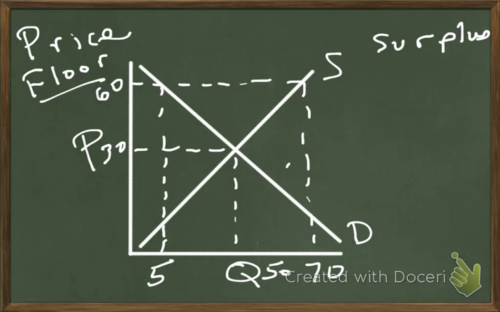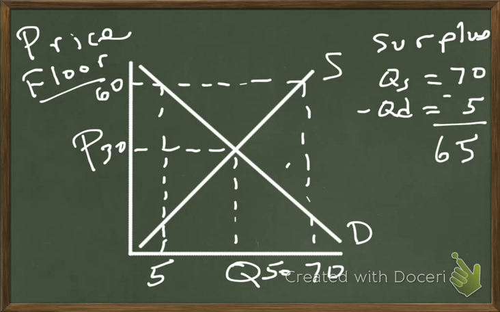Well, in this particular case, in order to get the answer for a surplus, you need to subtract the quantity supplied minus QD. So quantity supplied is going to be 70, and the quantity demanded is 5 units. The difference is 65. And that's how you get the amount of the surplus.